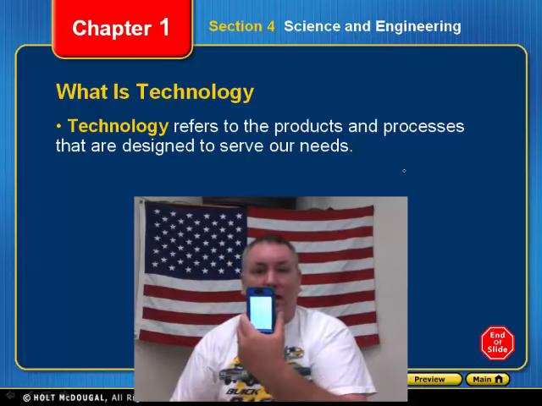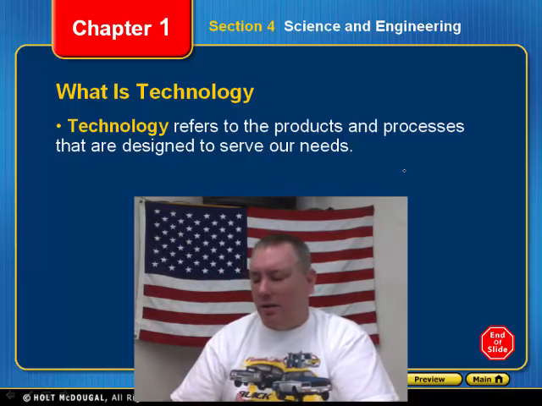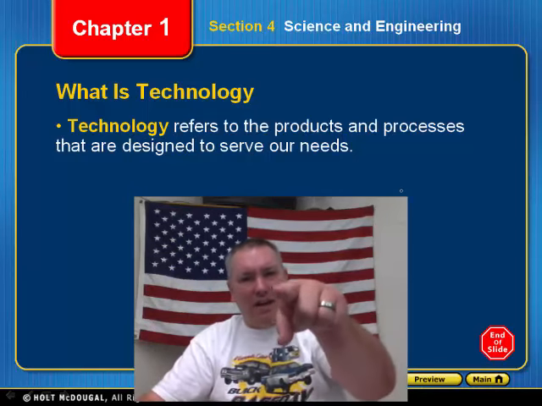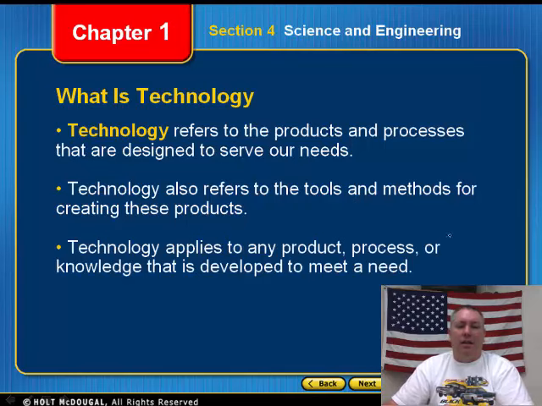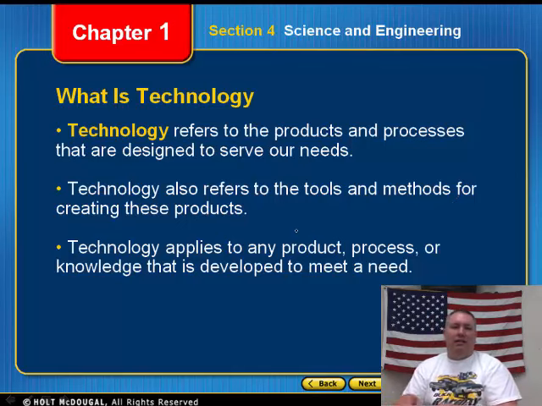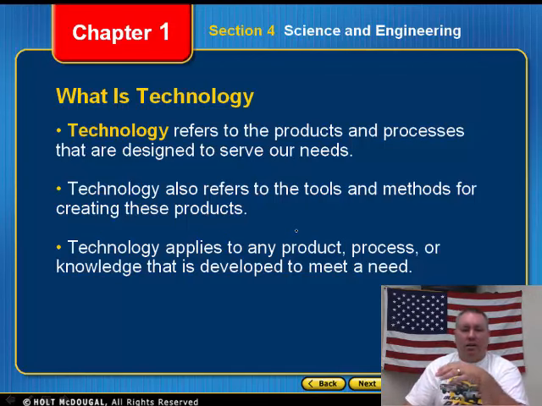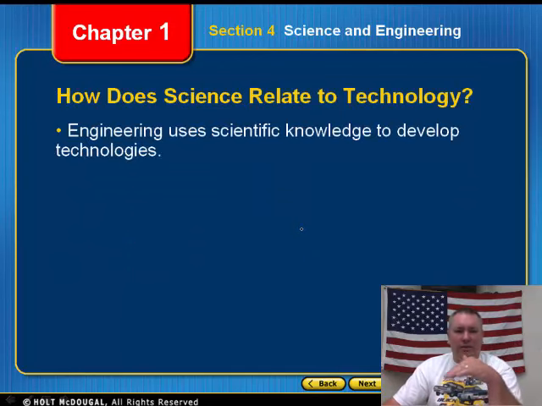Technology also refers to this right here. This is my cell phone. Technology refers to that too because it helps us to accomplish a task. This is my mouse. This helps me accomplish a task. That is technology. The camera this is being recorded on, the computer this is being recorded on, these are all technology to help us accomplish a task. Okay? So if you look back here, technology refers to tools, methods, creating the products. So how these things are made, that TV show, How It's Made, it shows us technology, the processes of actually developing and producing these products. That is also technology. Now, how does science relate to technology?